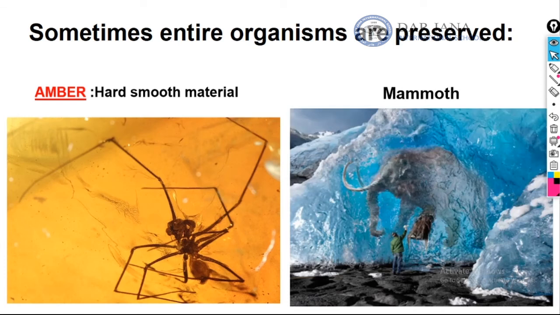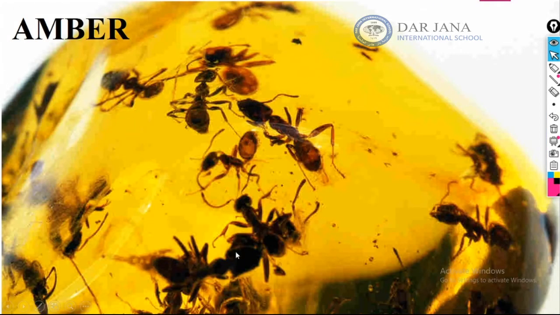Sometimes entire organisms are preserved. Here we have an example of the mammoth. A mammoth, which is a large animal, has been found frozen in the tundra ice. Another example, here we have insects or spiders that can become trapped inside an amber. So here we have insects trapped in a sticky tree sap. This sap can later on become an amber, which is a hard and smooth material. So we have here an amber, smooth material, and the insects or the spiders will stick inside.